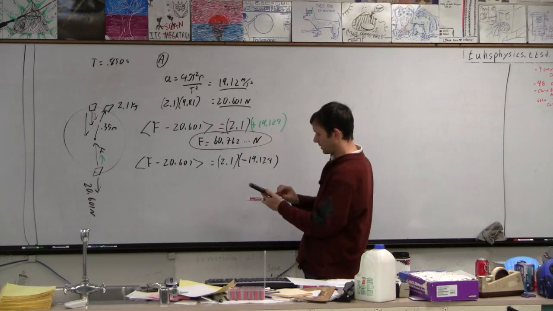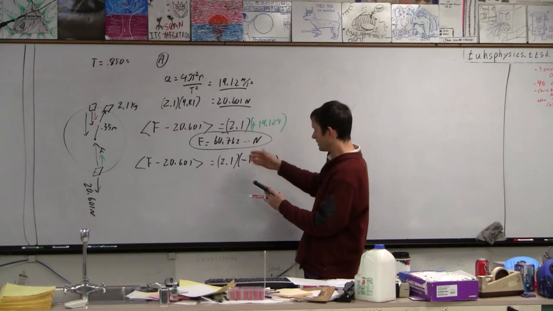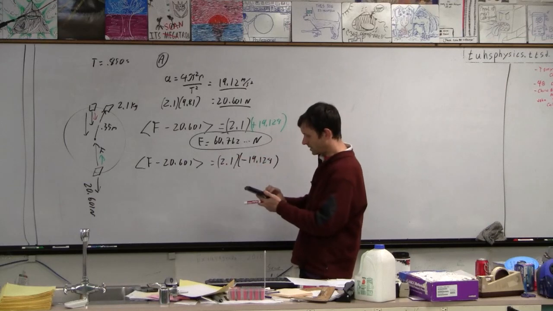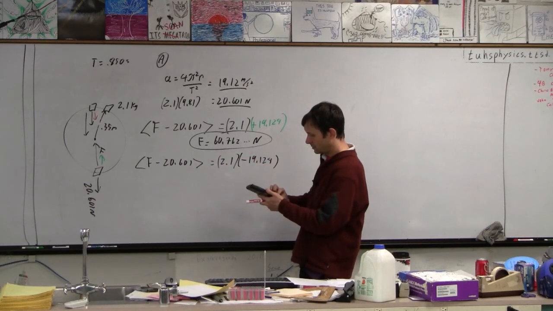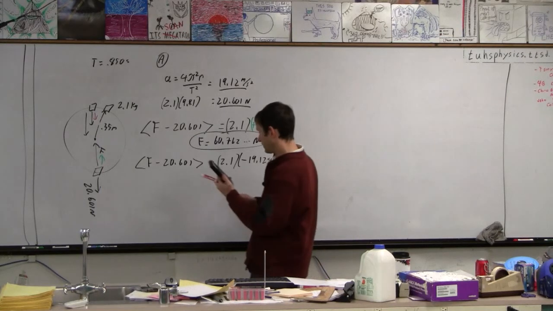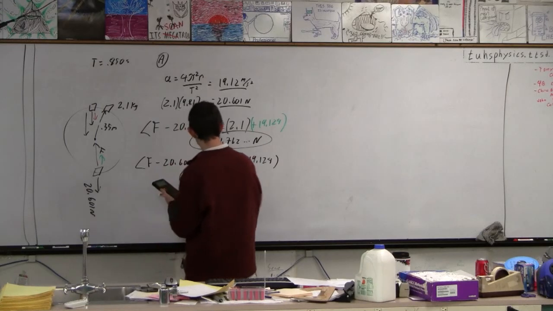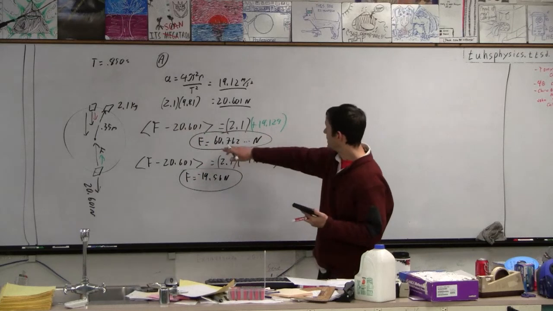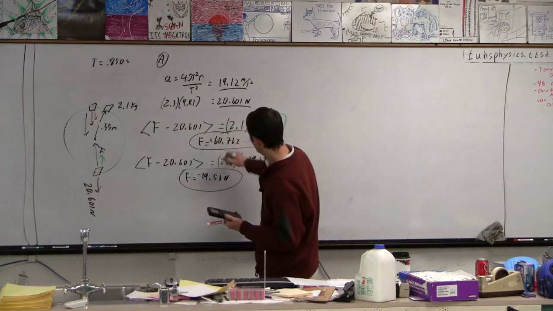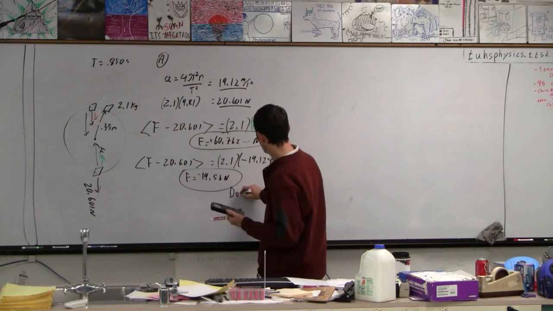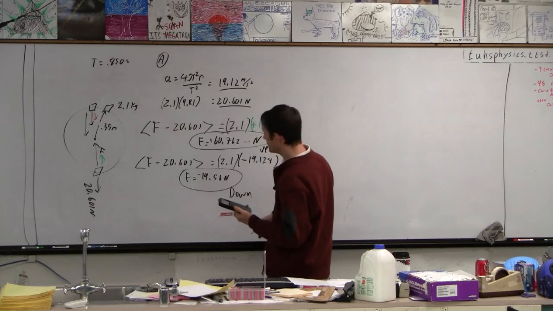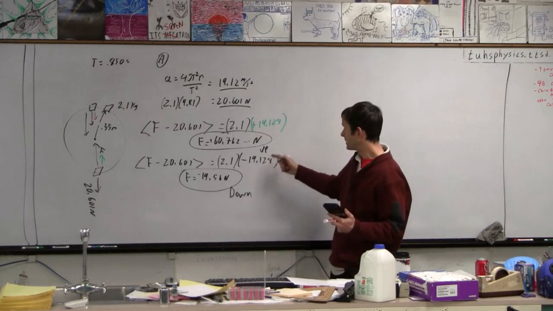So now we set it up. I go 2.1 times negative the acceleration, plus that guy, so plus 20.601. And I get that the force is negative 19.56 newtons, right? So this is an upward force because it's positive. This one is downward. This one's up. You've got to say that on the test. You've got to say this one's upward, this one's downward.